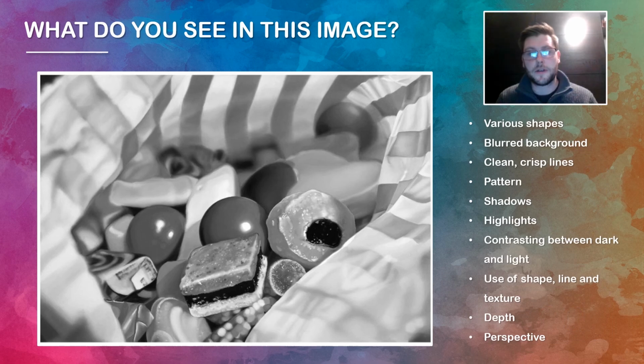Here are a few of the things that I thought of with this one. Again, much of these are the same, so there were various shapes still: blurred background, clean crisp lines, pattern, shadows, highlights, but this time there was a lot of contrast between the light and dark, and there was also the use of shape, line and texture, and still the depth and the perspective. I know, not too different from the first image. The next image takes this down a notch.